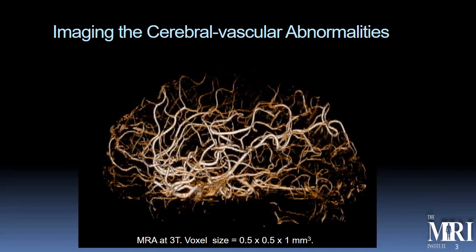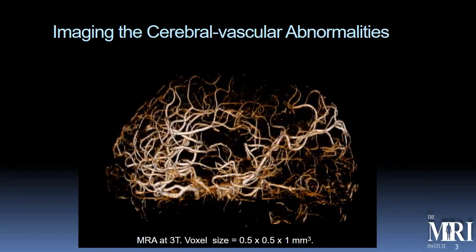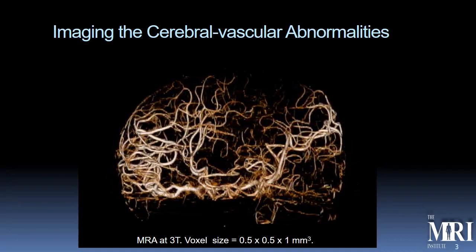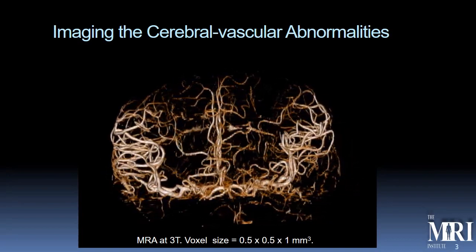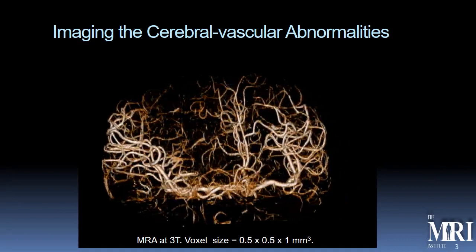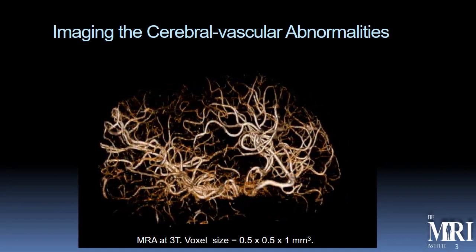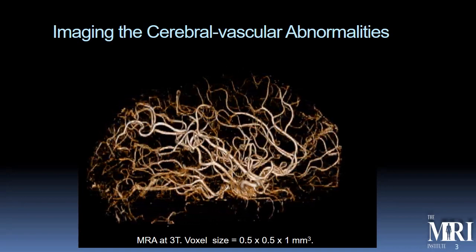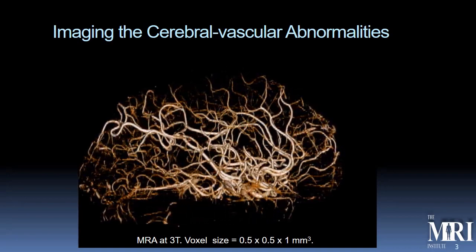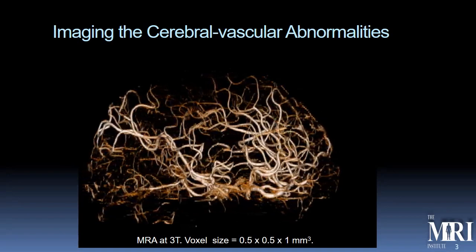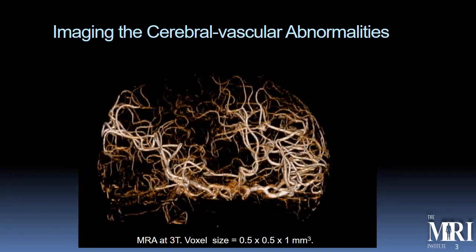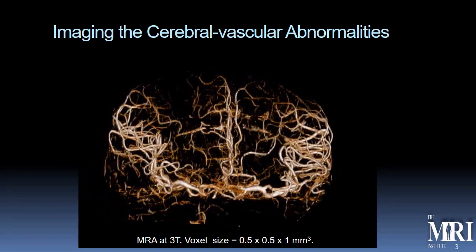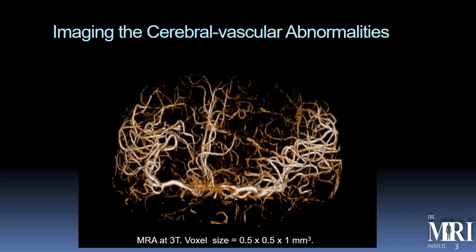Cerebral vascular abnormalities are found to be the source of many neurologic diseases. Hence, it is very important to image the cerebral vascular abnormalities. This can be done using conventional MRI angiography. However, imaging the vascular abnormalities at the micro level is still very challenging because of the limited contrast to noise ratio at a high imaging resolution.